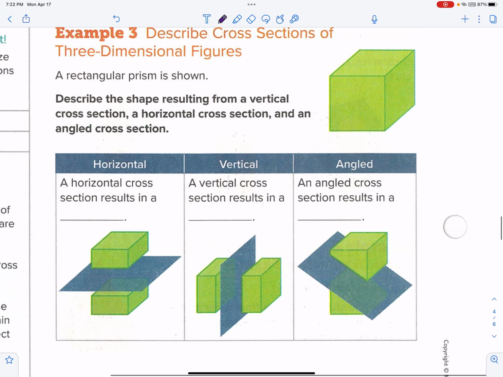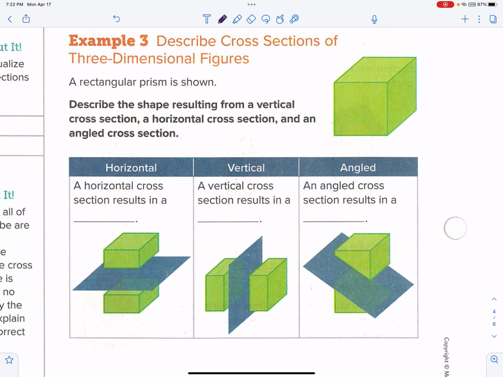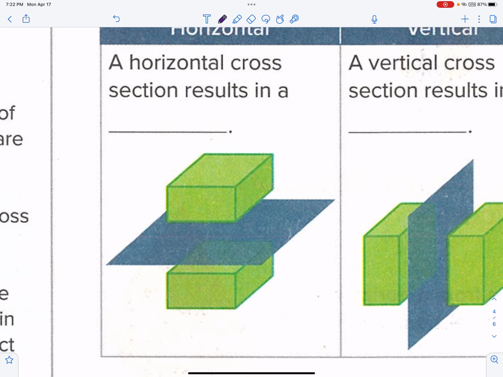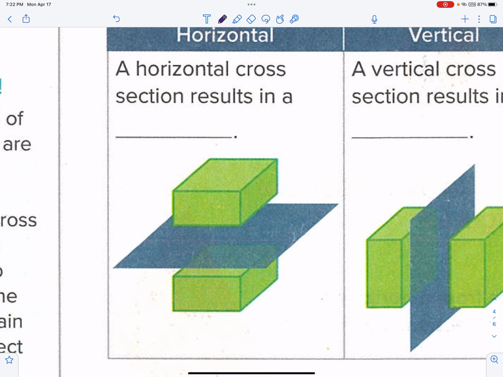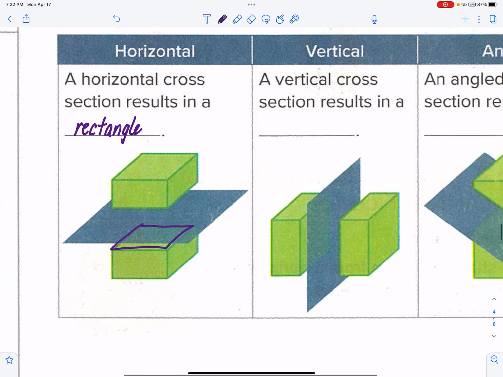All right, let's take a look at some other figures. So this is a rectangular prism. What does a horizontal cross section result in? You can see the shape here. If you said a rectangle, you would be correct. Be careful about saying square. If you're not 100% sure it's going to be a square, if you say rectangle, you're guaranteed to be correct. If you say square, you have a chance that you're wrong if those side lengths aren't the same. So it's best to say rectangle.